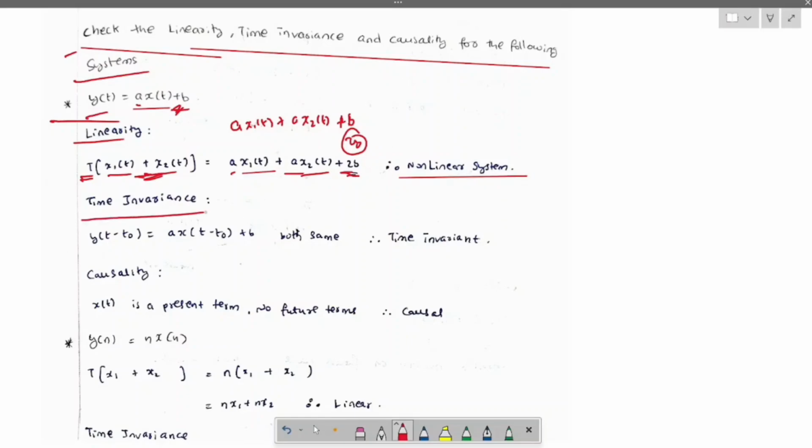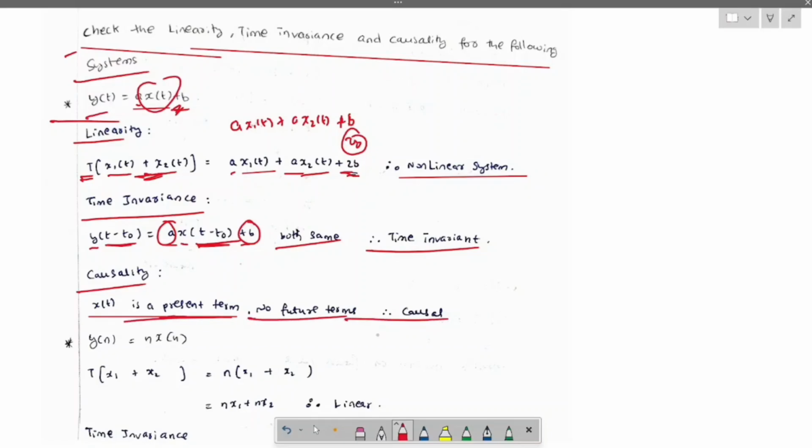Now let us go for the time invariance. For y of t minus t naught, we get a x of t minus t naught only, and the rest will be the same. So t minus t naught, the same thing is matching. There is no other change, so both are the same. That's why it is time invariant. What does causality mean? x of t is the present term only. There are no future terms, so that's why it is a causal system.